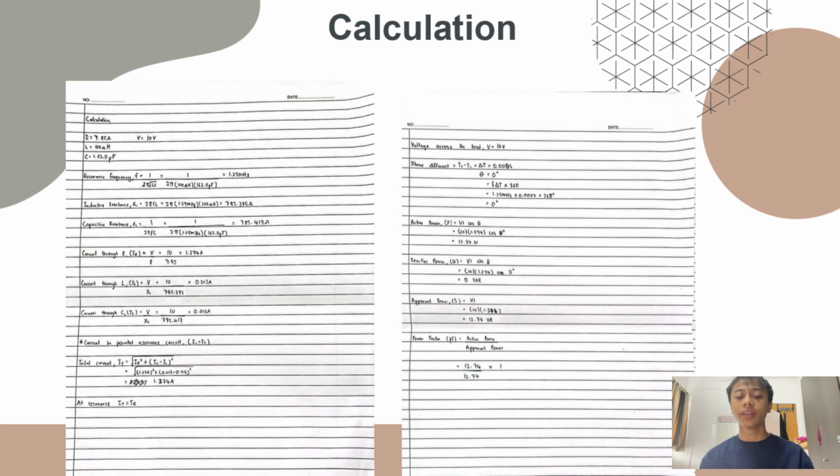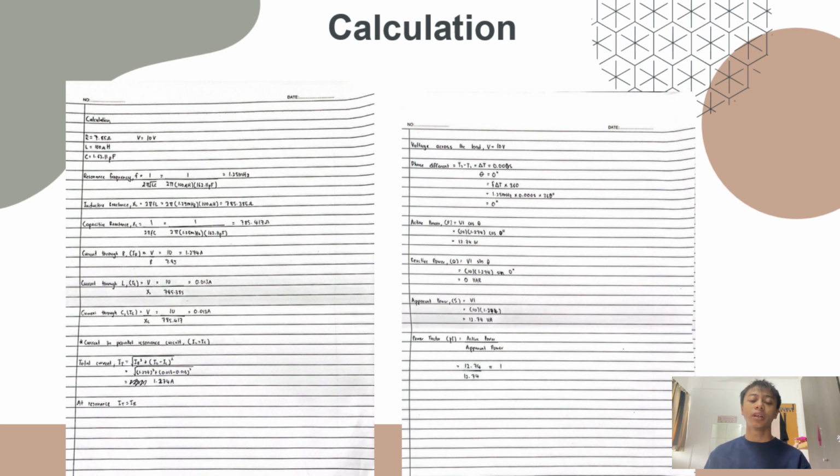Then we calculate the inductive reactance XL, 2 pi fL. The formula is 2 pi fL. Then we got 785.398 ohm. Then we calculate the capacitive reactance XC, 1 over 2 pi fC. We got 785.417 ohm.